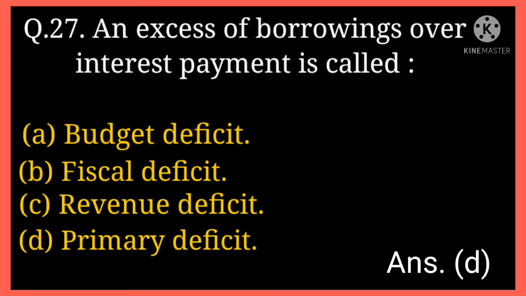Now the next question, an excess of borrowings over interest payment is called. What does it mean? Whatever be the excess of borrowing, that is fiscal deficit over interest payment, that is called as primary deficit. Therefore answer is D.